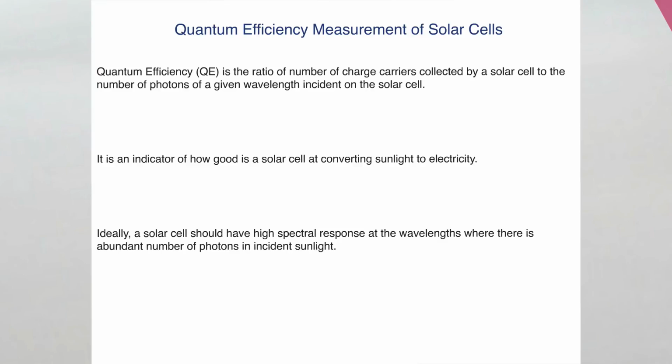Ideally, a solar cell should have high spectral response to the wavelengths where there's an abundant number of photons in the incident sunlight, which is of course green, right? You know, the peak of the green, so there you want to get as high quantum efficiency as possible. But of course, for a very good solar cell, you want high quantum efficiency everywhere, right? Because you want to collect it. That's impossible, as you saw in the spectral splitting lecture. One way to avoid that is to use spectral splitting optics or use multi-junction solar cells.